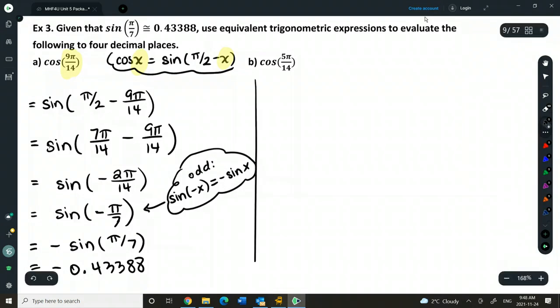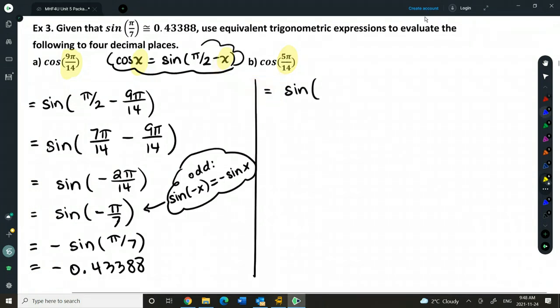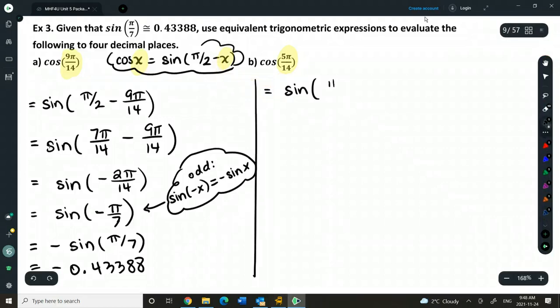Okay? So we're going to use a similar thing here. I'm actually going to use the same cofunction identity because we start with cosine again. So if I were to express this in terms of sine, I'm then just making my x equal to 5 pi over 14, and I'm subbing that in here for the sine function. So this should be equal to pi over 2 minus 5 pi over 14. Common denominator, so we already did this in the other question. It was 7 pi over 14.